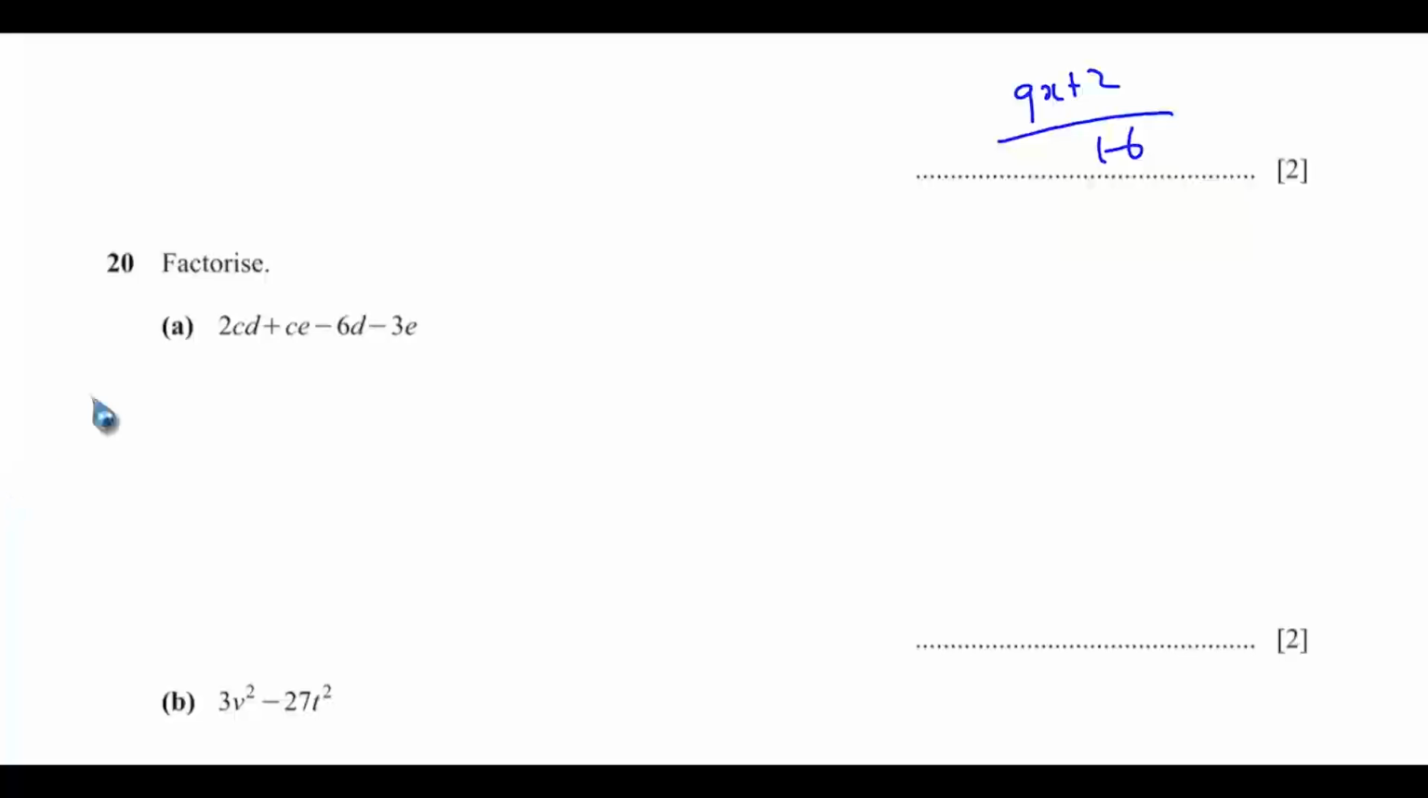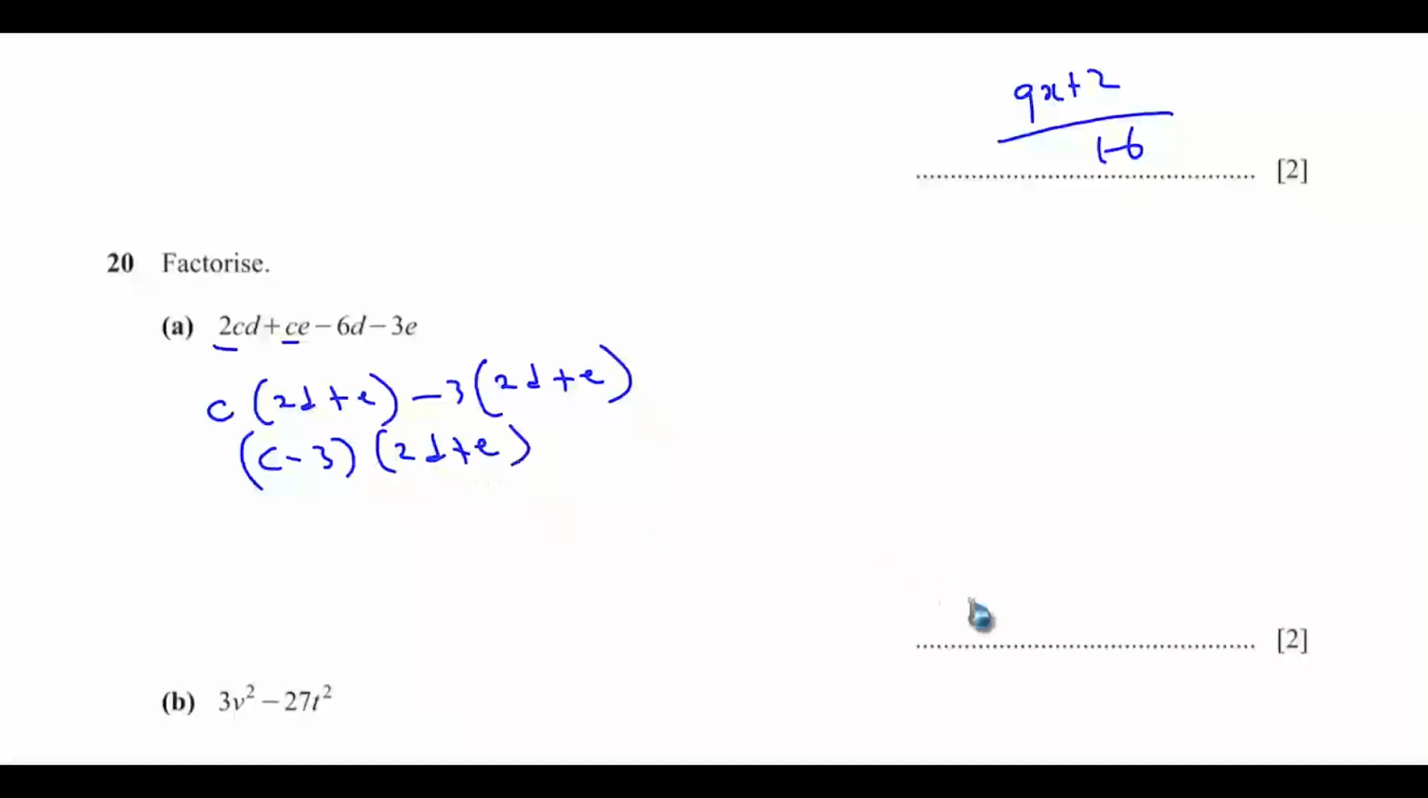Question 20. Factorize this. So let's see. Let's try to do this directly. Between this and this, C is common. So we take C out, and we are left with 2D plus E. So between this and this, let's take minus 3 out. So you have 2D plus E. Okay, I think we are good to go. So we have C minus 3 into 2D plus E.